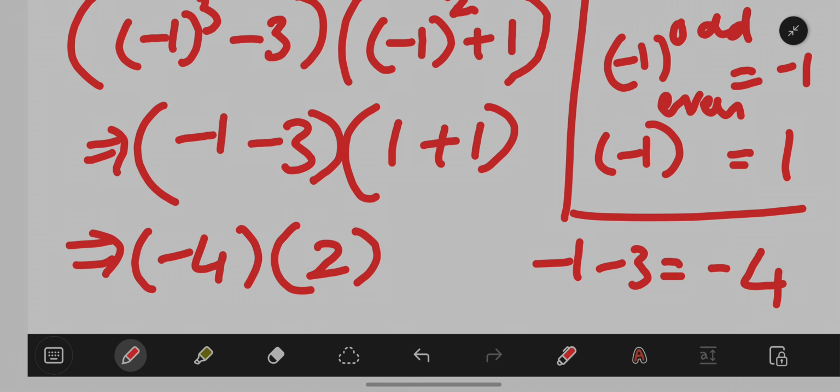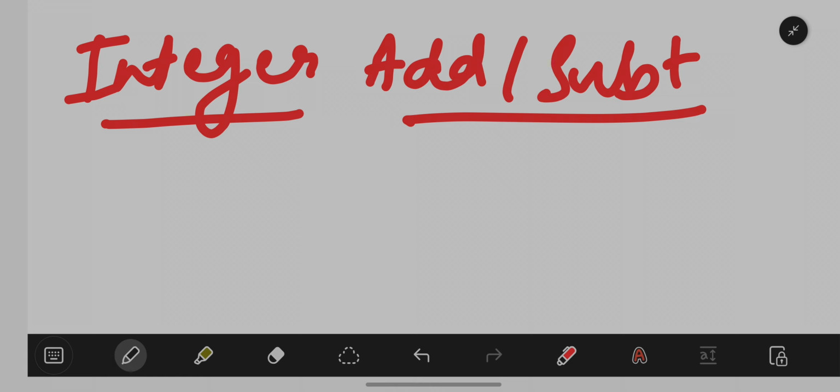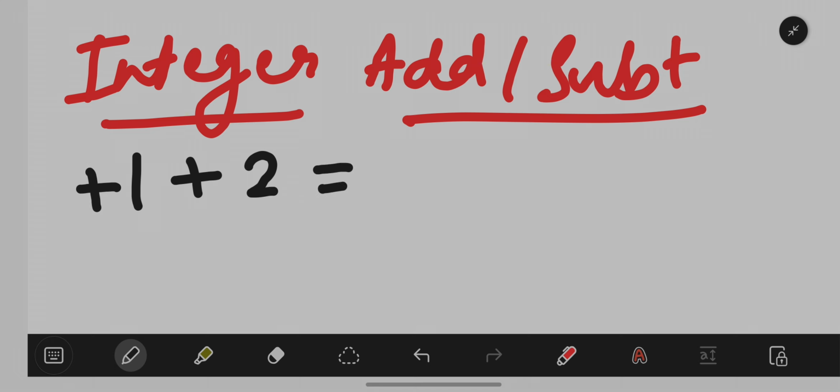If not, I'll brief it here once. See, if you have 1 plus 2, what is the answer? Both are positive numbers, right? Plus 1 plus 2. It's plus 3.